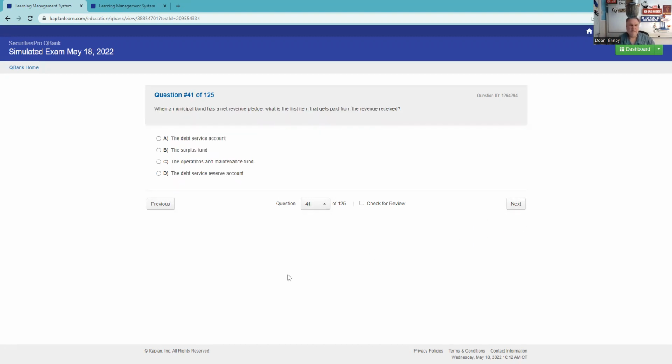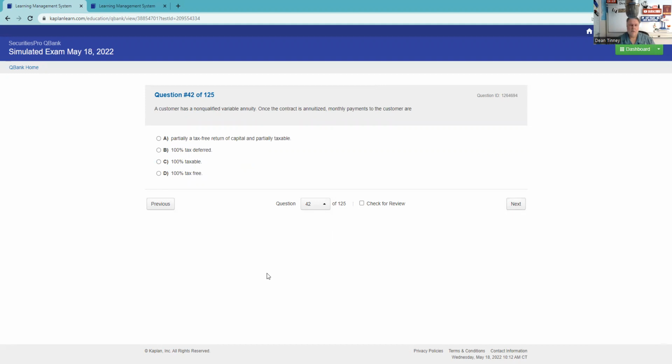When a municipal bond has a net revenue pledge, this is very testable. What is the first item that gets paid? With a net revenue pledge, the operations and maintenance fund has priority. That's very testable, this question. And that's going to be found in what we call the trust indenture. The trust indenture is where we find the covenants or promises. And so the answer is C, the operations and maintenance fund. If it was a gross revenue, we would assume net revenue, and that's the high risk one on the test. If it was gross, it would be A, but here it's C as in Charlie.